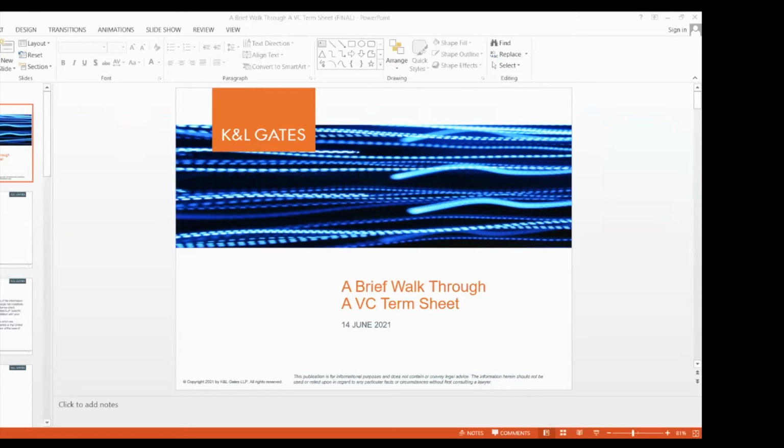Before we get started, just a quick disclaimer as the slide says. The presentation is not intended to provide you with legal advice and cover every single matter or issue that you should consider when it comes to VC term sheets. We really recommend that you engage your legal advisors, as they'll be able to provide you with tailored advice that's specific to your own unique transaction.